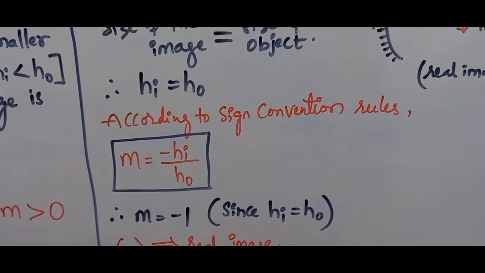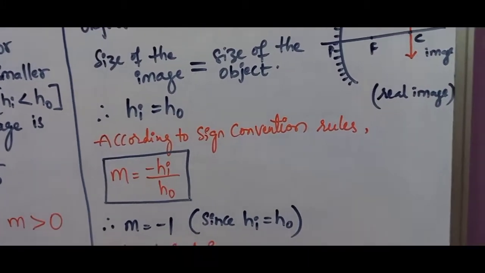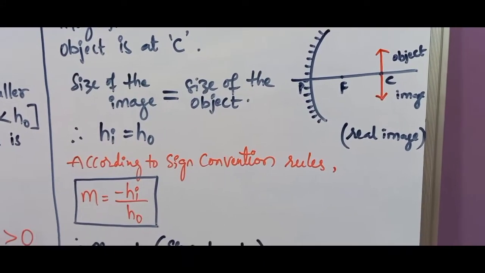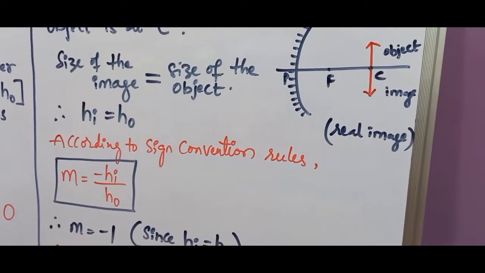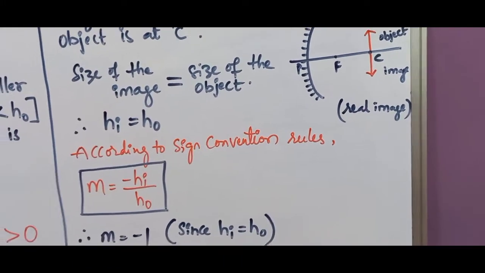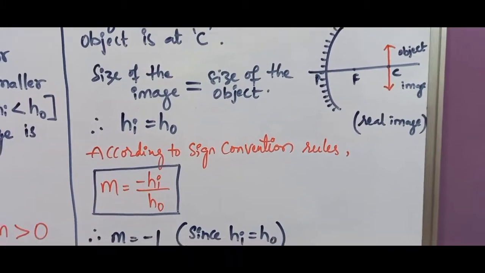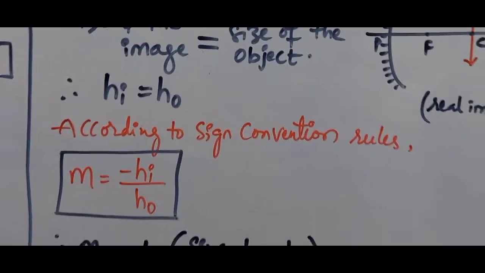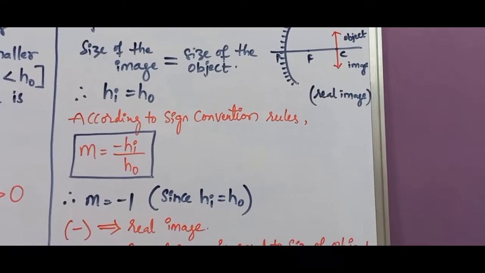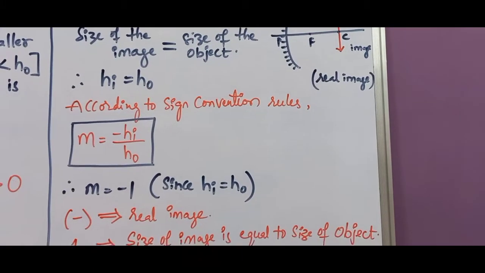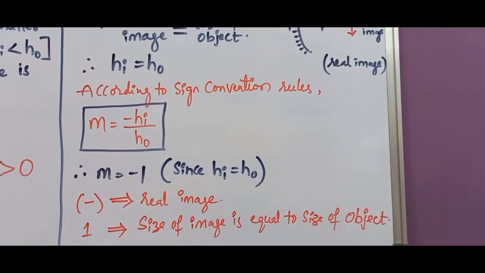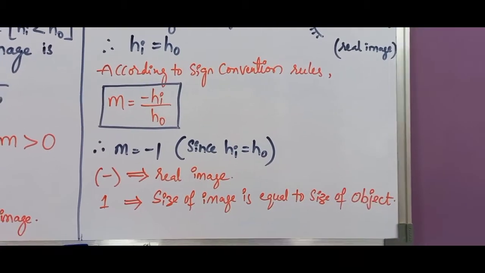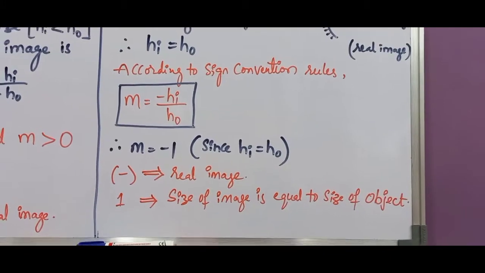According to the sign convention rules, m is equal to minus hi by ho. Why do we need to take minus hi, children? Here minus indicates the image will be lying below the principal axis. Whenever the image is lying below the principal axis, we have to take it as a minus quantity according to the sign convention rules. So m is equal to minus hi by ho. As we already know, hi and ho are equal in size. Both of them are equal. Since hi is equal to ho, both of them will get cancelled, and so m is equal to minus 1. There remains only minus 1.